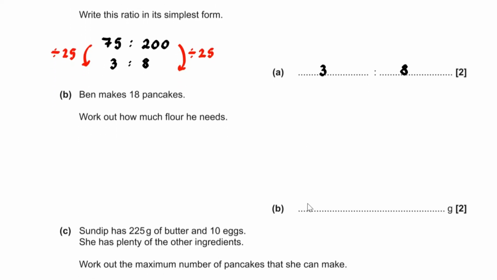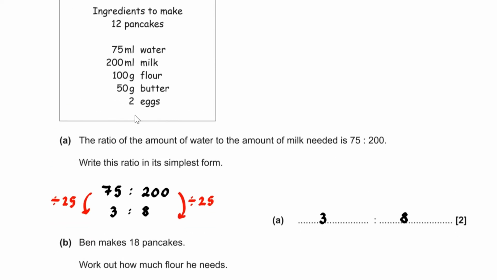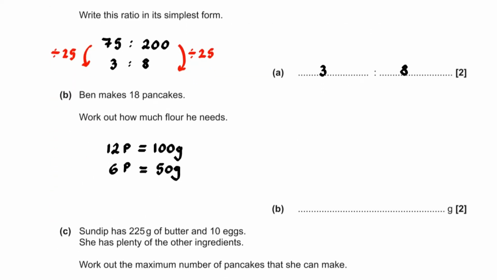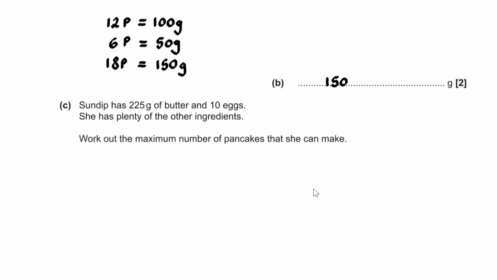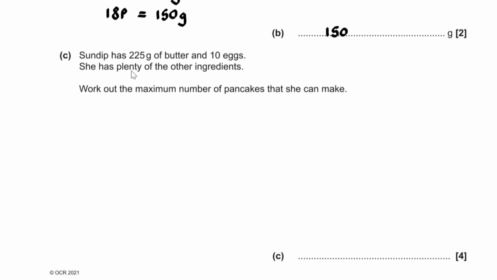For part B, Ben makes 18 pancakes. We have to work out how much flour he needs. Well, we know for 12 pancakes we require 100 grams of flour. For 6 pancakes we require 50 grams of flour, and that's dividing both sides by 2. And so for 18 pancakes we multiply by 3, giving us 150 grams. So we require 150 grams of flour. For part C, Sundeep has 225 grams of butter and 10 eggs. She has plenty of the other ingredients. We have to work out the maximum number of pancakes that she can make.